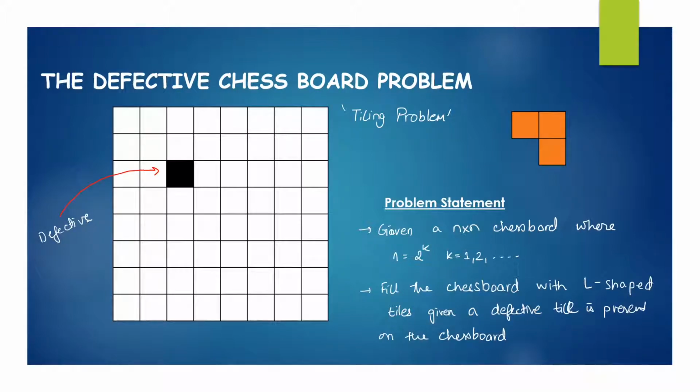Any tile on the given chessboard can be defective. So it can be either here or any other place as well. The objective is to fill the remaining part of your chessboard with L-shaped tiles such as the orange one shown in the figure. Okay, and it is given that there is exactly one defective tile. You don't have 2, 3 or 4 defective tiles. You only have one defective tile. So how do you solve this problem?